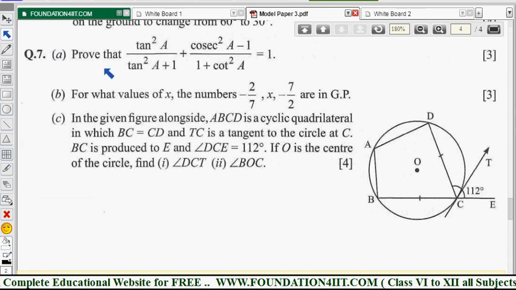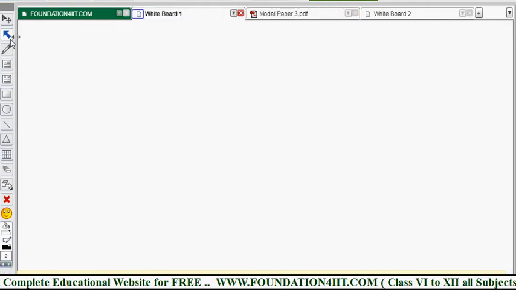So in question number 7, the first one is from trigonometry. We'll take the LHS and we'll prove this one. So RHS is equal to 1. Tan square A by tan square A plus 1 plus cosec square A minus 1 by 1 plus cot square A is equal to 1. So let's take LHS and we'll prove RHS, that is 1.